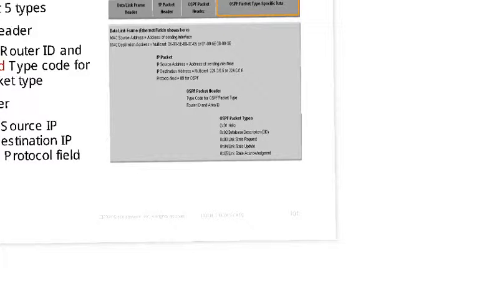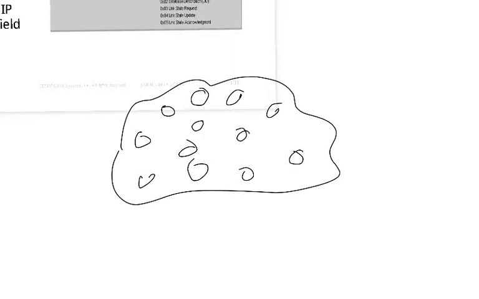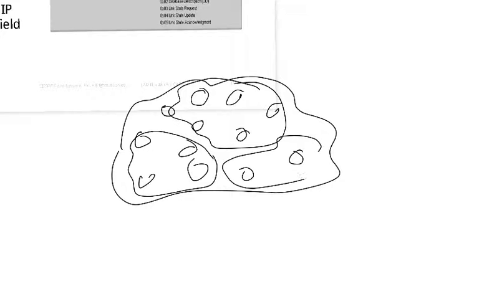So you will see that. It's like you have an autonomous system, which is a big autonomous system like this. You have a group of routers, and inside this autonomous system, you have areas. So you have one area here, and you have one area here, and you have one area here. The autonomous system itself is divided logically into areas.